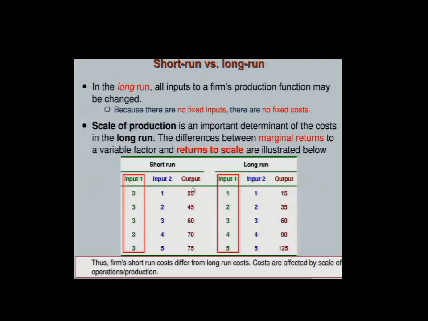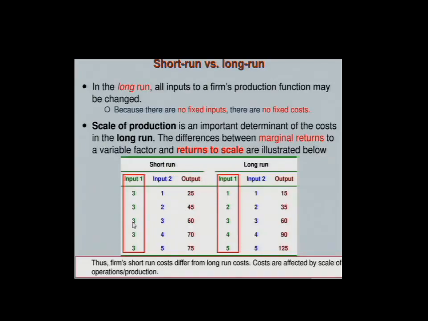Now, let's describe the short run and long run in an example. Input 1 is fixed. So this is capital. We have 3 units of it. Input 2 is variable. We are adding more and more to 3 machines, let's say. As we add, with 3 machines and 1 labor, we have 25 output. With 3 machines and 2 labor, we have 45 output. So this is 20 units of increase here. So the marginal product of this additional person is 20 units.